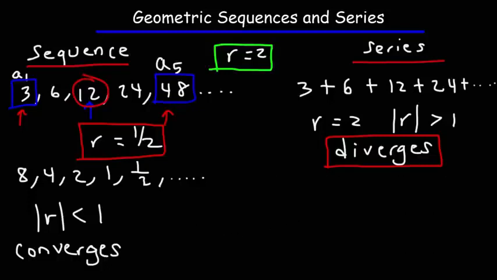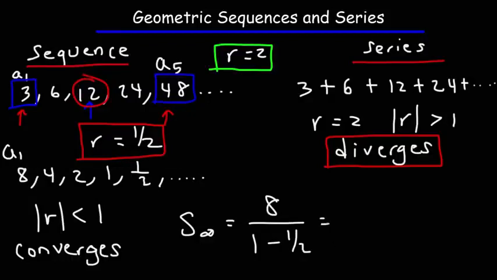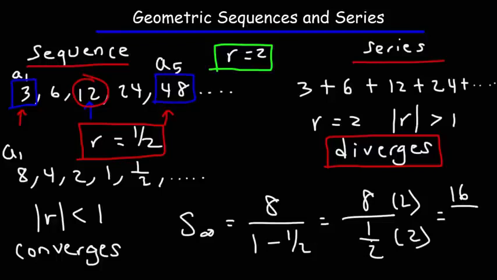Now let's calculate the sum. So the sum of an infinite number of terms of this geometric series is going to be the first term, a sub 1, which is 8, over 1 minus r, where r is 1/2. 1 minus 1/2 is 1/2. So multiplying the top and bottom by 2, we get 16 on top. These two will cancel, we get 1. So the sum of this infinite geometric series that converges is 16.